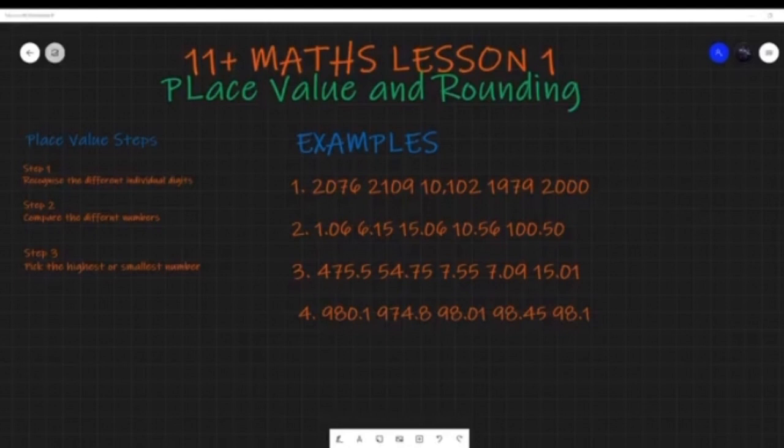So place value is very simple in that all you have to do is to be able to recognize the different digits for what they are. So decimal points, ones, tens, hundreds, thousands, and tens of thousands, and so on. So the first step is to recognize the different individual digits, as shown here.